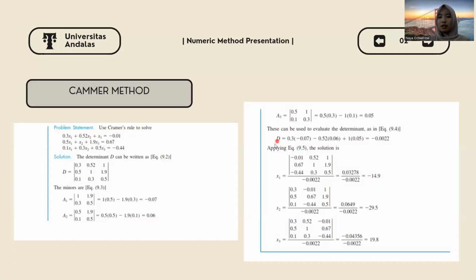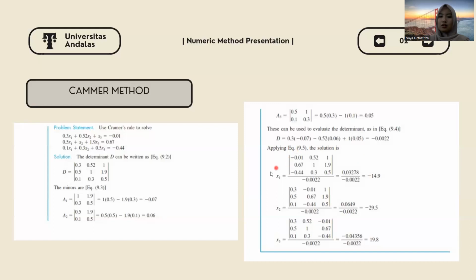And then to determine the determinant, we can multiply 0.3 times minus 0.07, and then 0.52 times 0.6, and plus 1 times 0.05, which is equal to minus 0.0022. And then from this equation, with Cramer's method, you can determine the x1, x2, and x3.